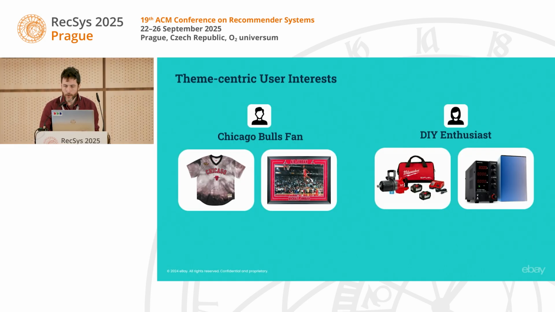Many eBay users turn to our platform to pursue theme-centric interests. These interests often come from diverse product categories. For example, a Chicago Bulls fan might treasure hunt autographed t-shirts, vintage posters, and trading cards, while a do-it-yourself enthusiast might explore power tools, hardware, and niche devices. Unlike transient shopping missions, theme-driven interests tend to persist over time and can be leveraged for personalization and serendipity.